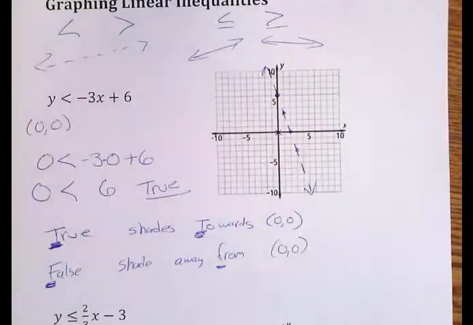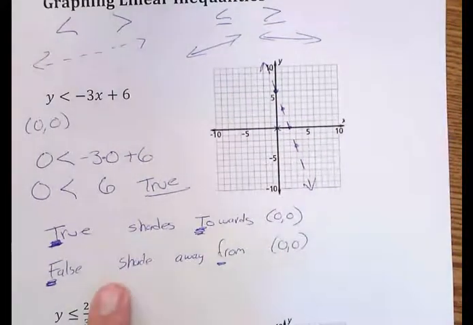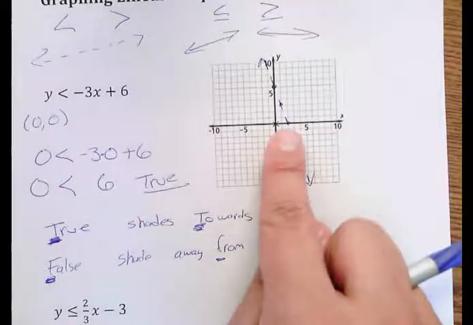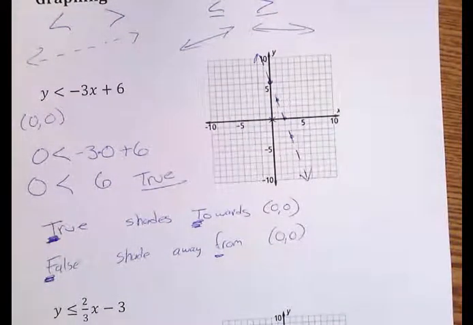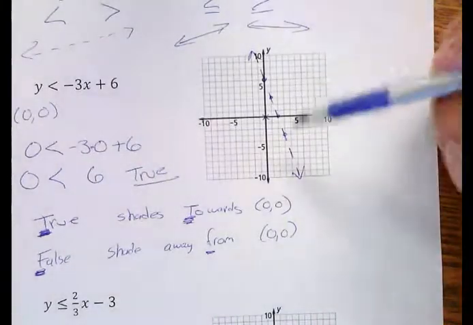Now don't try and memorize, all right, true is on the left, false is on the right. It depends on where your line is. So true, go towards wherever 0, 0 is at. If it's false, go on the opposite side of 0, 0. Don't try and memorize it any other way because depending on your line, that's going to change what side has 0, 0. So since this was true, we're going to go towards the 0, 0.